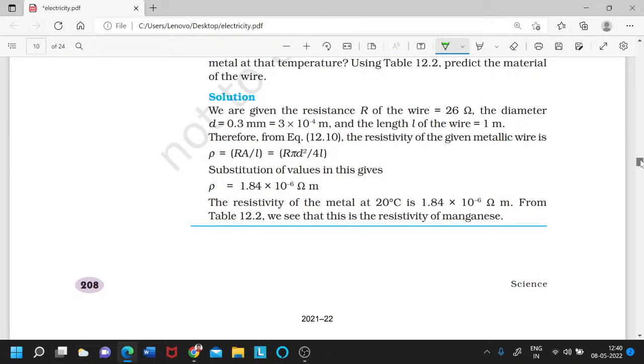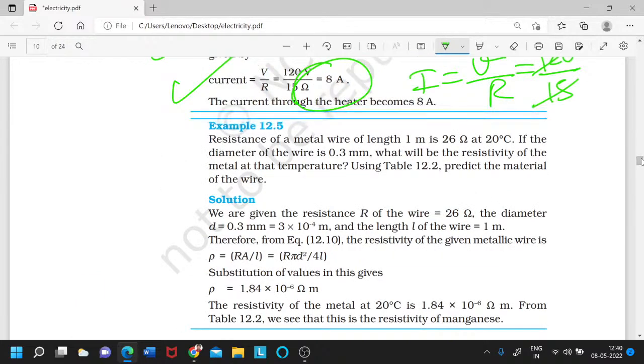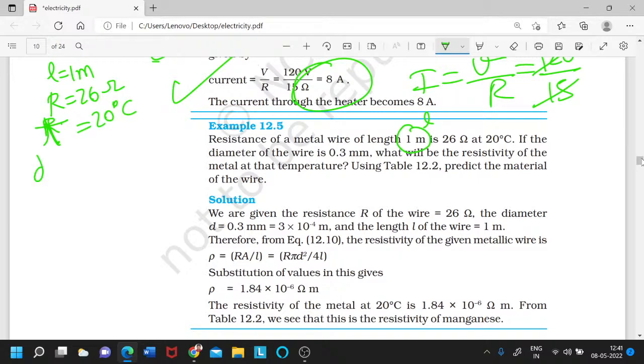It's the fifth question. Very important question and also difficult question, so I will do it. Okay. L is 1 meter. A is not given. R is 26. So collect the data which is given in the question. Actually in this problem we don't want temperature. Temperature is given as 20 degrees Celsius, which is not required. Diameter is given as 0.3 millimeter.